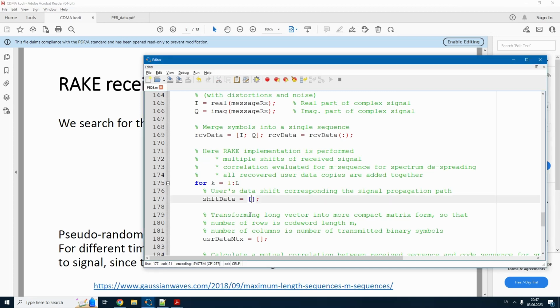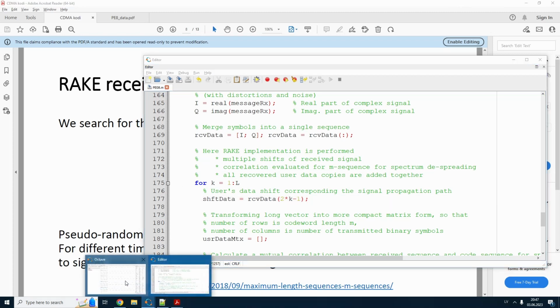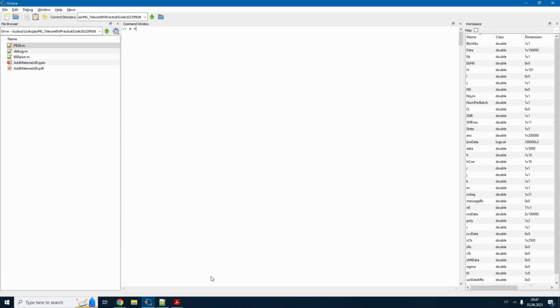This can be organized by indexing the received data array. We start at 2k minus 1, where k goes from 1 to 10, and 2 multiplied by k minus 1 gives accordingly 1, 3, 5, 7. So each next starting point is from the next QPSK symbol, because 2, 4, and the others belong to the previous QPSK symbol.